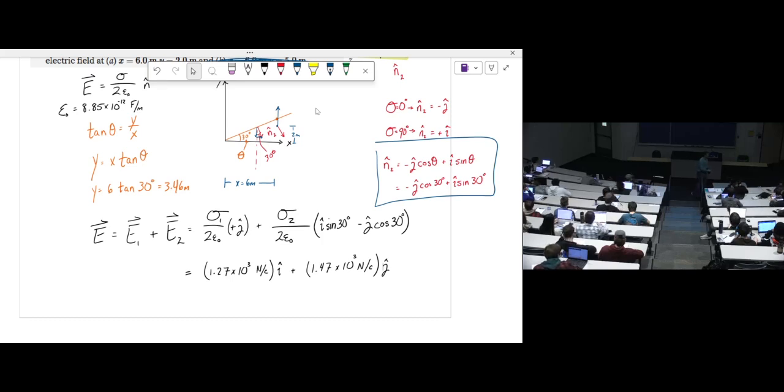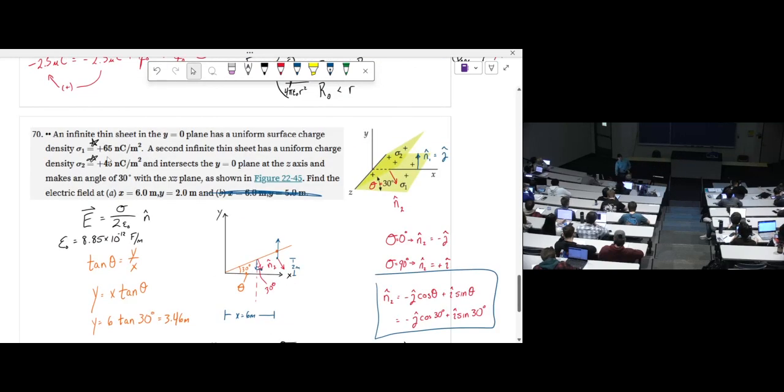They were given to us. Sigma 1 and Sigma 2 were given in the problem. They were 65 and 45 nanocoulombs per square meter. Yeah, right up here by the mouse.